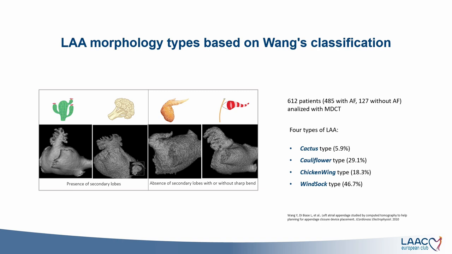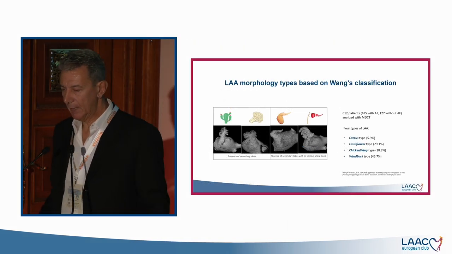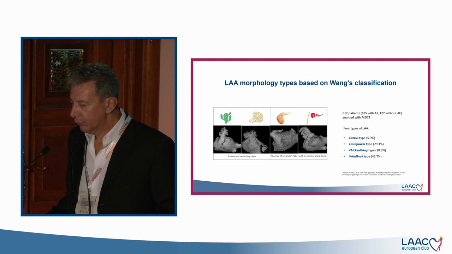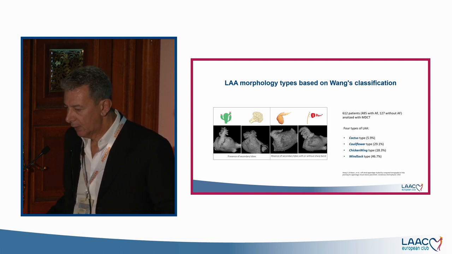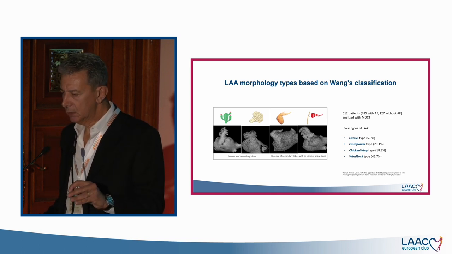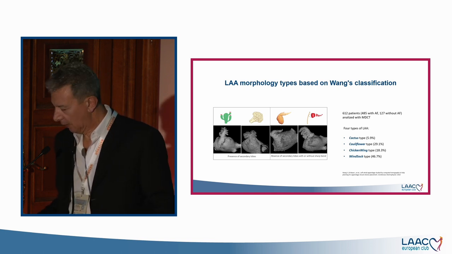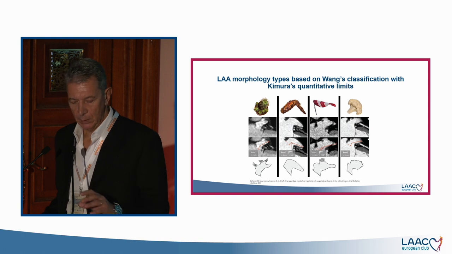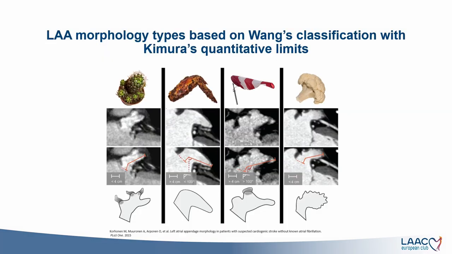It's based on the CT scan of 612 patients, and on the basis of the anatomical, I would say geometrical, description of the LAA, it divides the LAA morphology into four categories: the cactus, cauliflower, chicken wing, and windsock. This classification is mainly qualitative, and a few years after, they introduced some quantitative aspects for a more precise characterization and a more reproducible classification of the LAA.